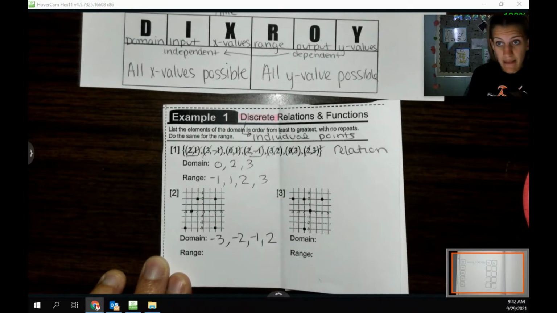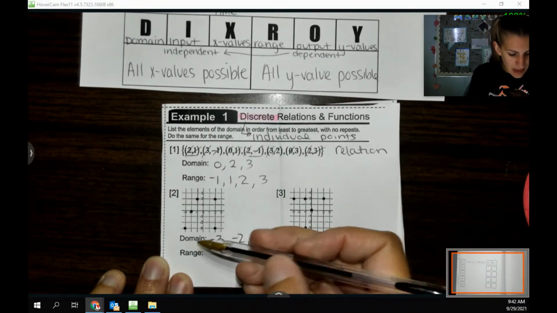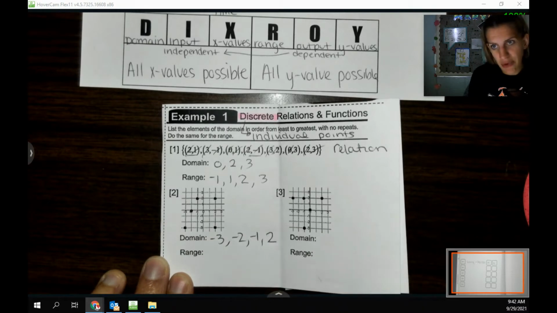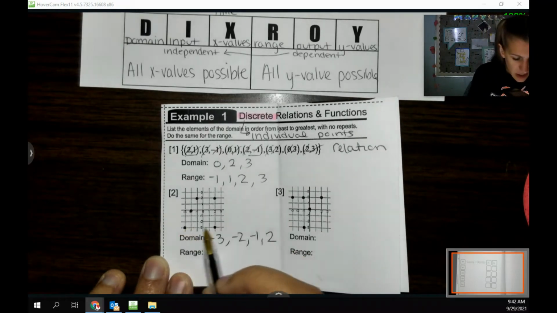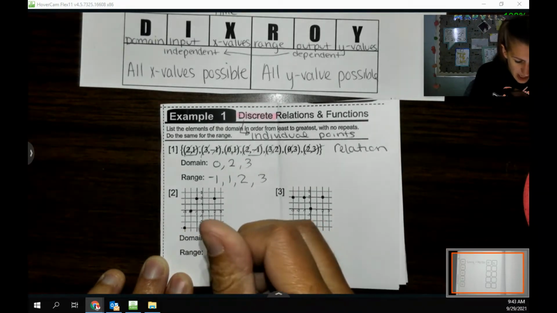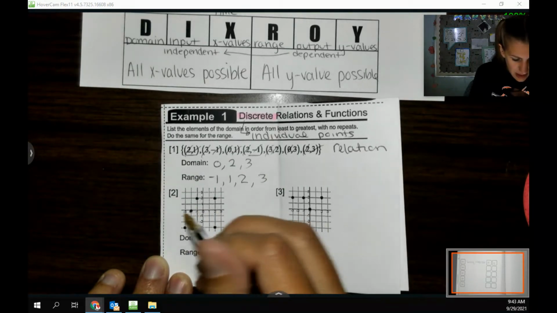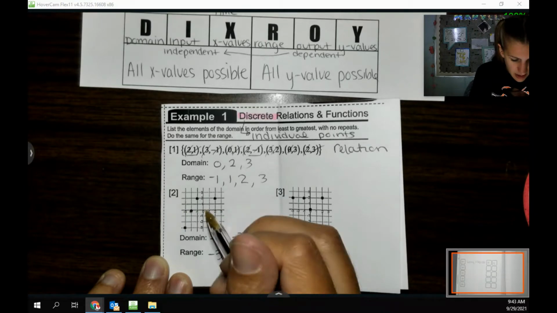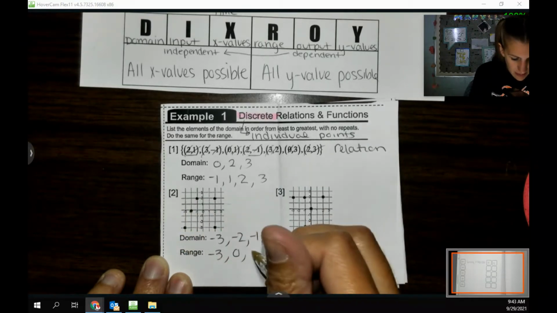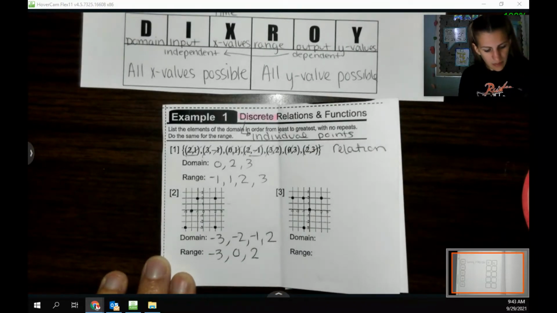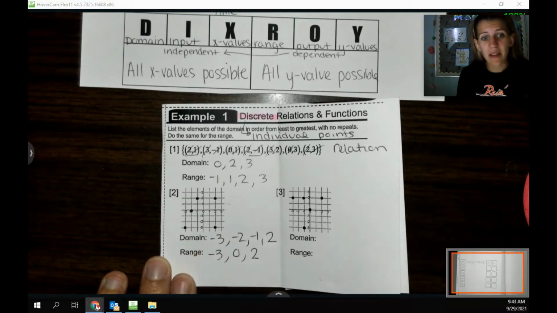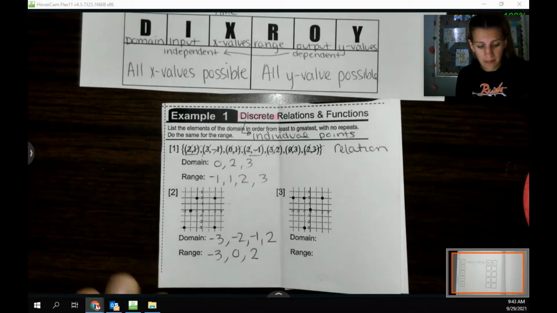Then I want to list all the y values, or all the range values. So now I start at the bottom, because I want to go in order from smallest to biggest. So the smallest y value is at -3. Nothing at -2 or -1, but then there is something at 0. Nothing at 1, but then we've got a range value at 2. And again, that's all of the points that there are, so it's really easy to just list them.